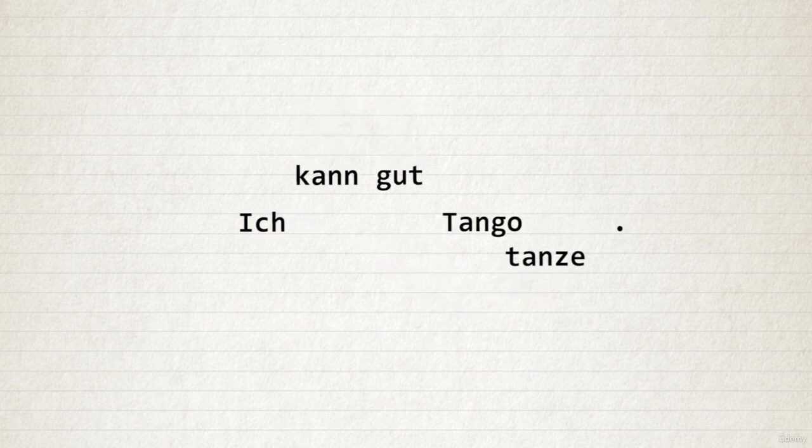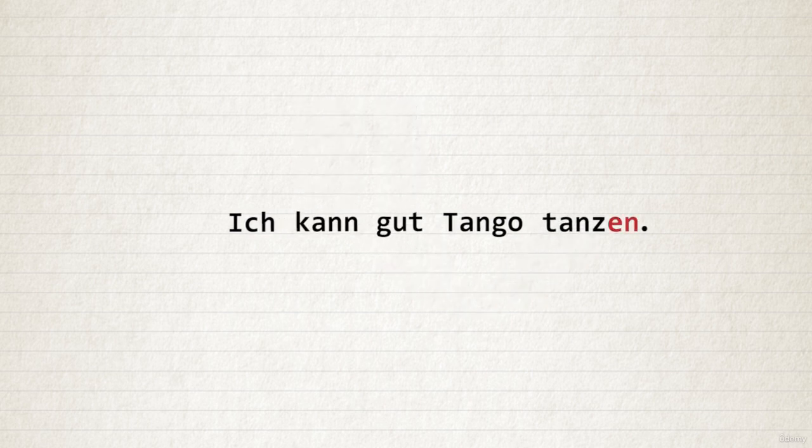So what does all of this mean? For example, ich tanze Tango is a normal German sentence. But if we add a modal verb to the equation, we get ich kann gut Tango tanzen. The modal verb gets conjugated like the modal verbs do. But the other verb gets pushed at the back of the sentence and it stays in the infinitive form. It ends in en.